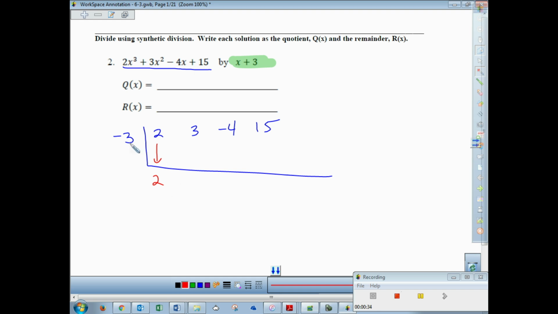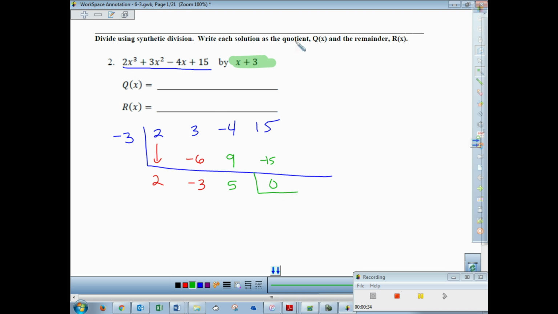Then you multiply negative 3 times 2, which is a negative 6. You put that in this spot right here. Then add these together. 3 plus a negative 6 is a negative 3. Then you just do the process over again. Multiply. Negative 3 times negative 3, 9. Add them up. You get a 5. Multiply. Negative 3 times 5 is negative 15. And this is the spot where your remainder will be. And in this case, 15 plus a negative 15 is 0. Right? So this remainder turned out to be 0.